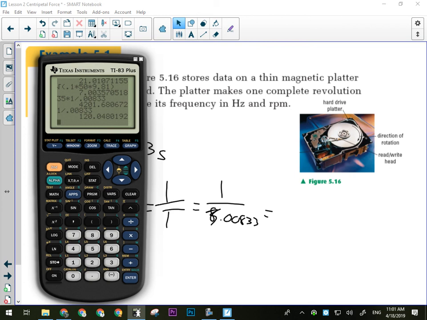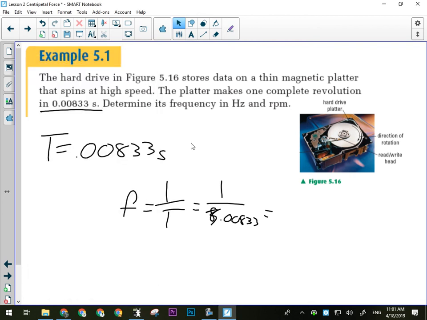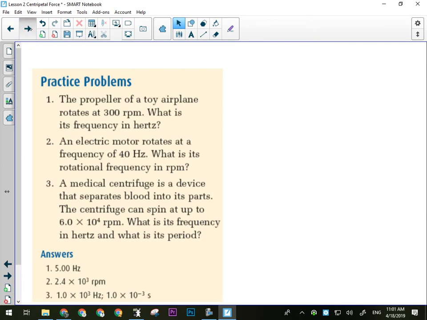So this thing goes around 120 times in 1 second. Now, it wants to know the revolutions per minute. So what do I need to do with that number? Right, multiply it by 60. So that's 7,202 revolutions per minute for that spinning hard drive. So that was just to review this whole f is 1 over T, T is 1 over f thing that we talked about the first day. Okay, so we're not going to bother doing those.